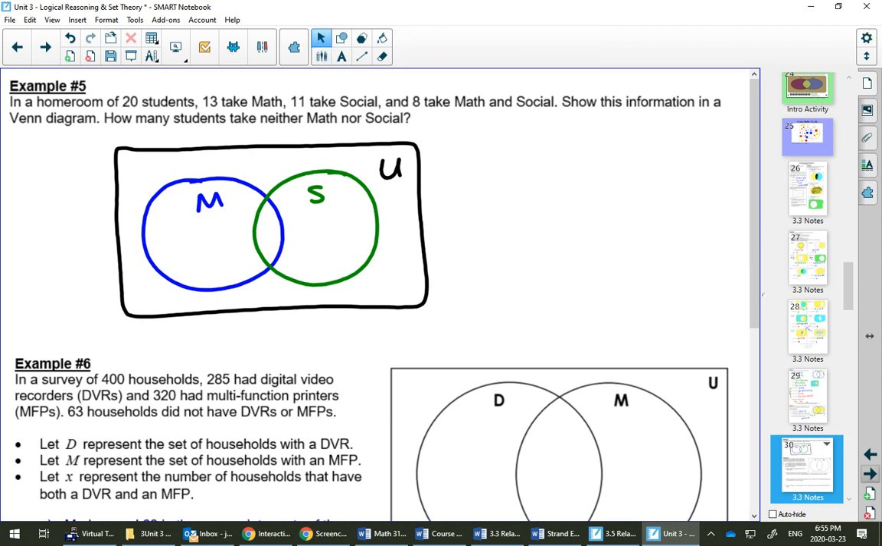So whenever we're setting up these questions, it's really important that we start with our overlap. So we have 8 students taking math and social. If we have 13 students taking math, everything in that blue circle has to add up to 13. We already have 8 in that circle, so we're going to need another 5 to complete the circle. So how did I get that? I went 13, take away 8, and that's how I got 5. Now for social studies, I have 11 students taking social. There are already 8 students in that green circle, so the remaining number would be 3. And again, I got that by going 11, take away 8.